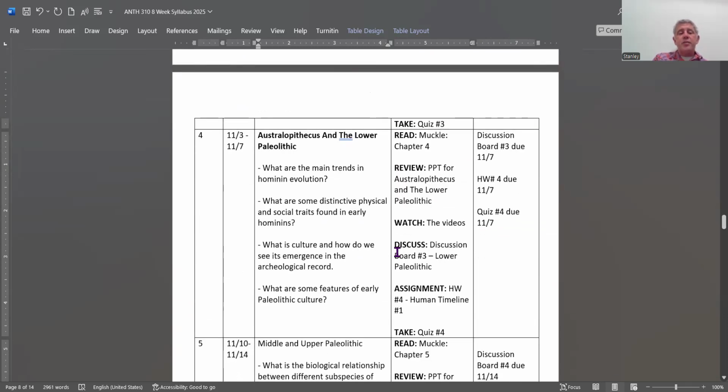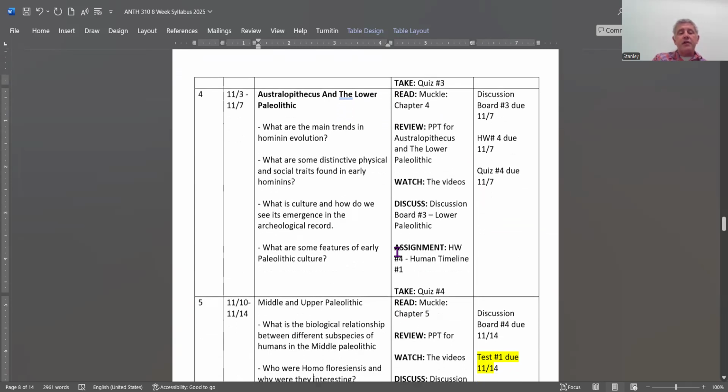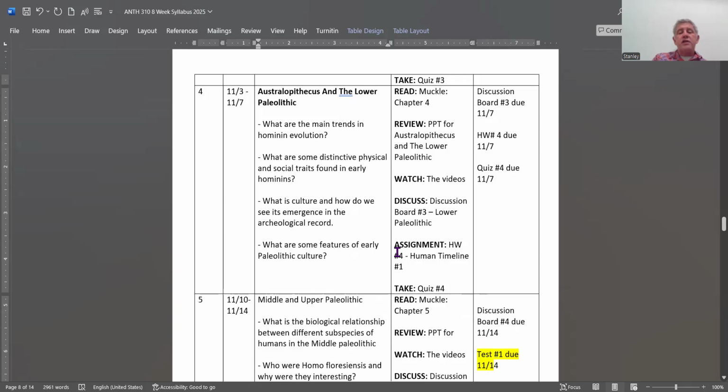Week 4 is Australopithecus in the lower Paleolithic, where we'll be looking at things like what are the major trends in hominid evolution? What are some of the distinctive physical and social traits found in early hominins? What is culture and how do we see it in the emergence of the archaeological record? And finally, what are some features of early Paleolithic culture?